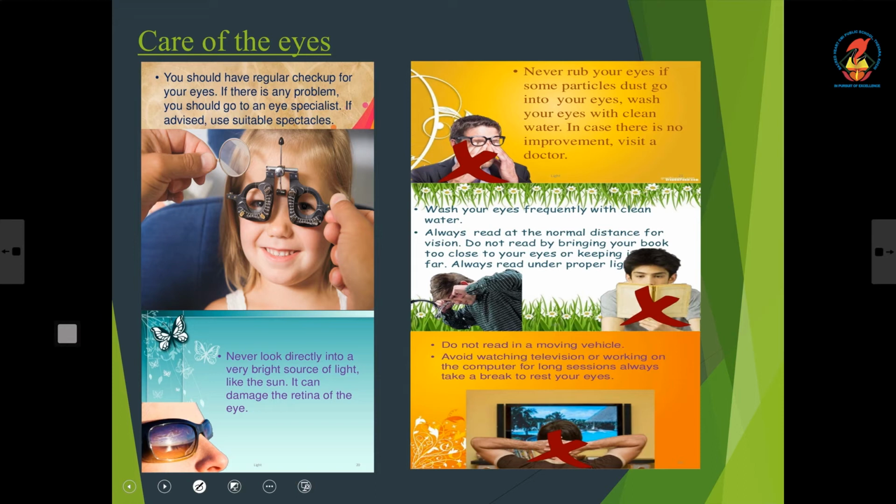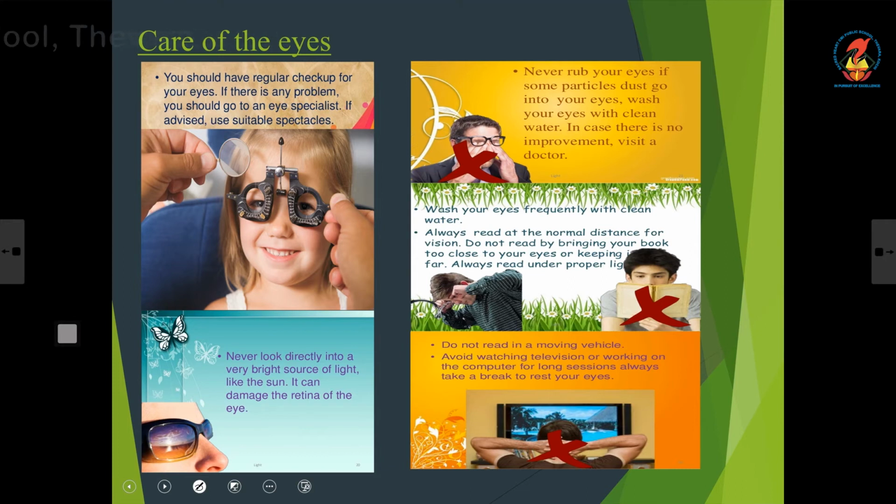Then, never look directly into the bright source of light like the sun or laser beam that can damage the retina of the eye. It is a powerful beam of light and that may cause injury to our retina.